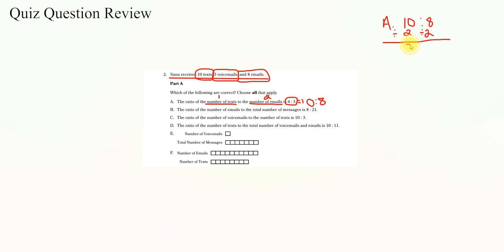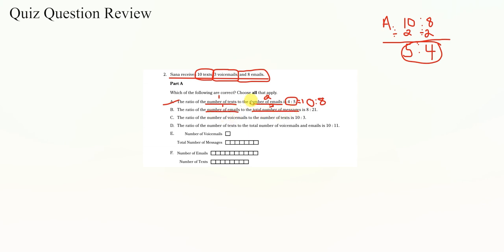So this is 5 to 4. So you can see this is not equivalent to 4 to 5. So I just slash out A. The next, the ratio of the number of emails to the number of messages. So we see emails is first in order, and then the total number of messages.